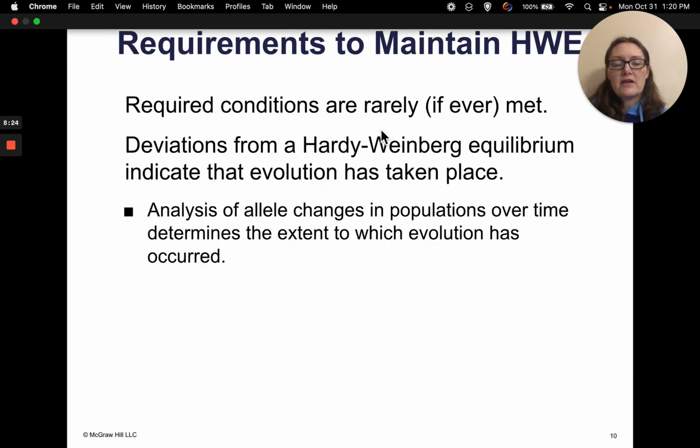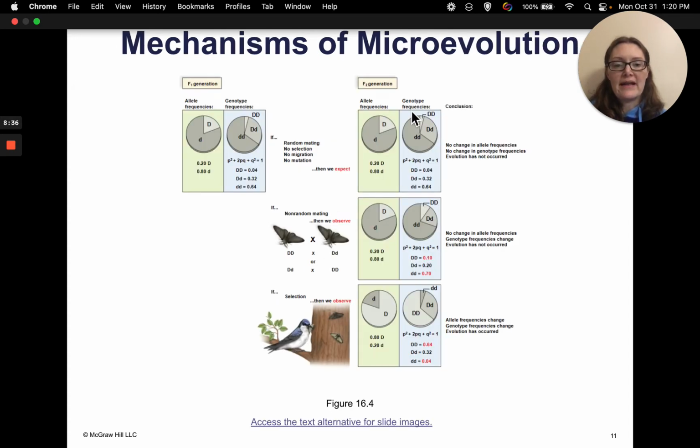So required conditions are rarely, if ever, met. Deviations from a Hardy-Weinberg equilibrium indicate that evolution has taken place on a micro scale. So anytime we see that the allele frequency has changed, that means that some kind of microevolution has taken place.